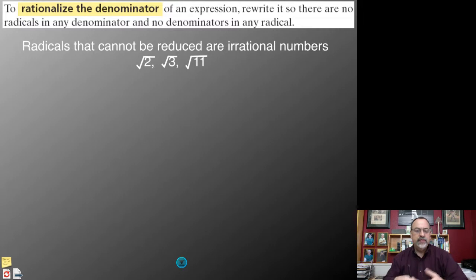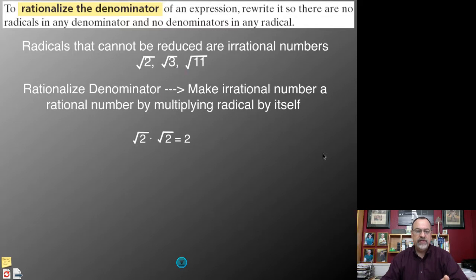And we're going to use a couple of properties that we know mathematically in order to do that. One property we know is that if we have two radicals that are the same and we multiply them together, that simplifies to the radicand, making this irrational number a rational number. In other words, the square root of 2, which is irrational, multiplied by itself becomes a rational number, 2.